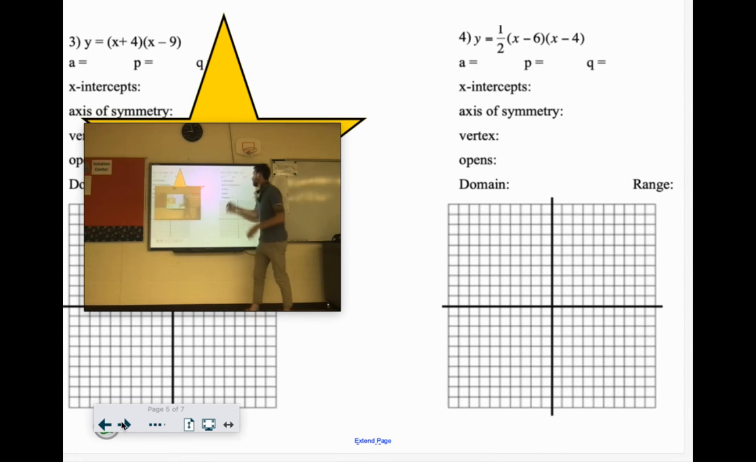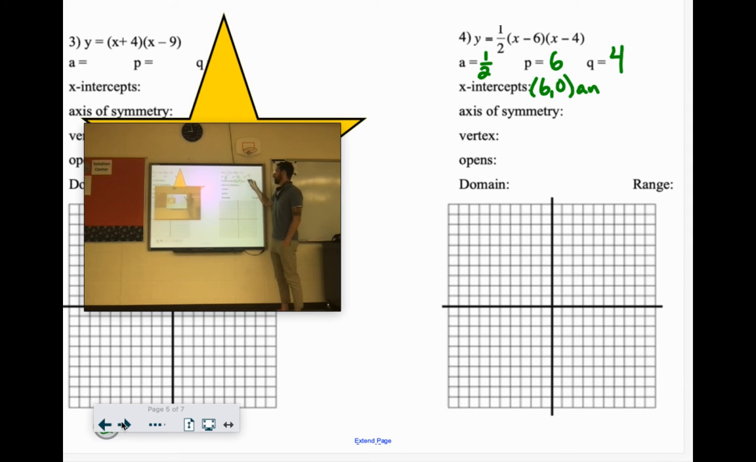So A is going to be 1/2, showing it's a compression. P is 6, and Q is 4. The x-intercepts are the P and Q. So (6, 0) and (4, 0). So let's go ahead and just plot those. 1, 2, 3, 4, 5, 6. You know the axis of symmetry is going to be right in the middle of those. What's right in the middle of 4 and 6? Yeah, 5. But let's show the work for it.